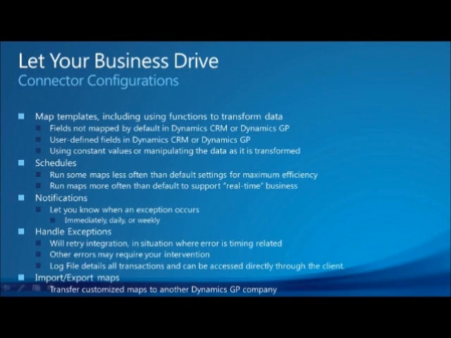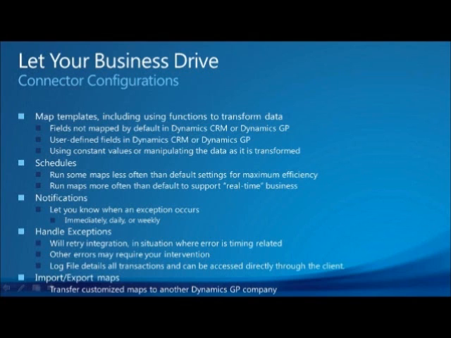Some integrations you may want to run less often, just to make the connector more efficient, so that it doesn't take up as much process. And some you may want to run more often, as frequently as once per second or 5 seconds, so that it's virtually a real-time sync between your two applications. For the notifications, you can choose when and how the system will email you if any problems occur. Those options are immediately, daily, weekly.